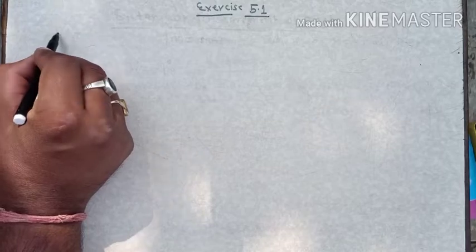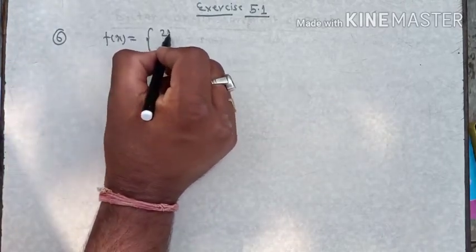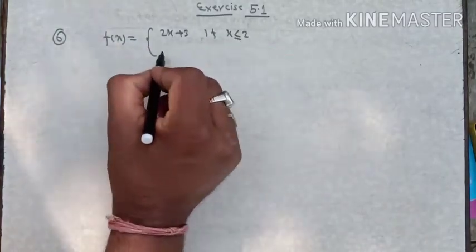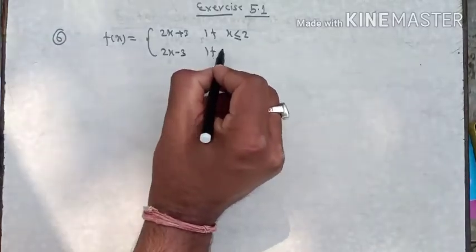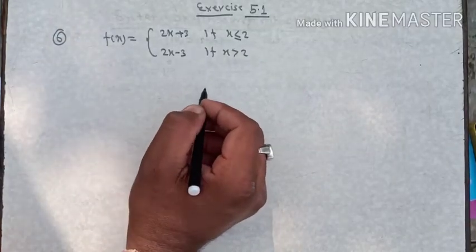Now next question, question number 6. If f(x) is equal to 2x + 3 if x is less than or equal to 2, and 2x − 3 if x is greater than 2. Here we find all points of discontinuity.